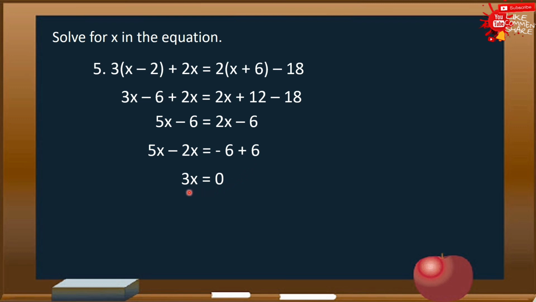Then divide both sides by the numerical coefficient of x, which is 3. So that's why we have here 3x divided by 3 equals 0 divided by 3. So what is 3x divided by 3? So we have x, then equals 0 divided by 3, so we have 0. So we have now x equals 0.